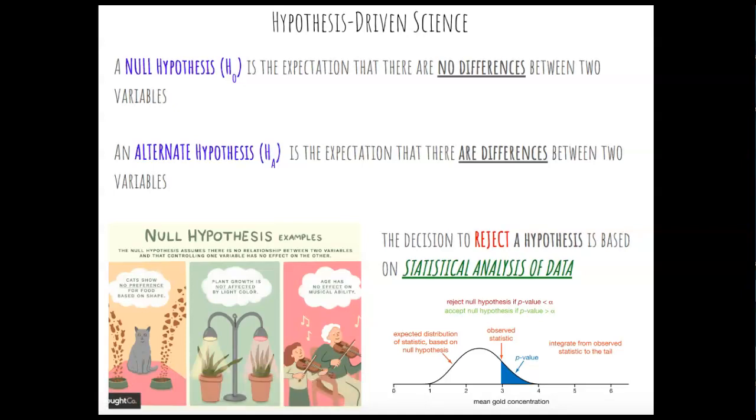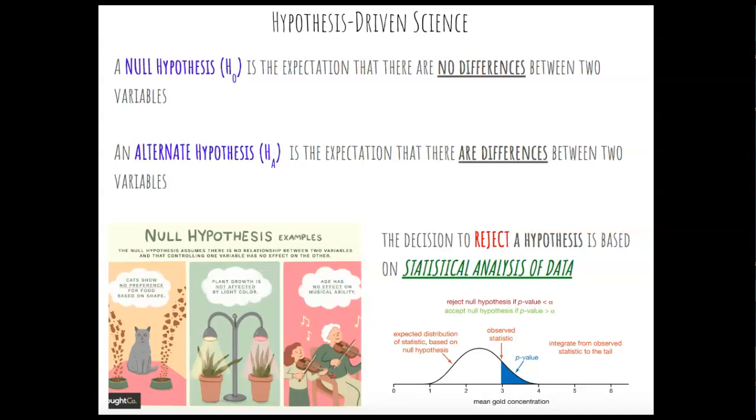When we're talking about hypothesis-driven science, a null hypothesis is the expectation that there are no differences between two variables. So a null hypothesis is essentially what you expect to happen if there is no effect of your variables. If the variables have no difference, then we expect the null hypothesis to be true. An alternate hypothesis is the expectation that there are differences between two variables, that the variables are going to cause a different outcome. So the null hypothesis is what we expect if there are no differences between the variables. The alternate hypothesis is what we expect to happen if there is a difference based on the variables.